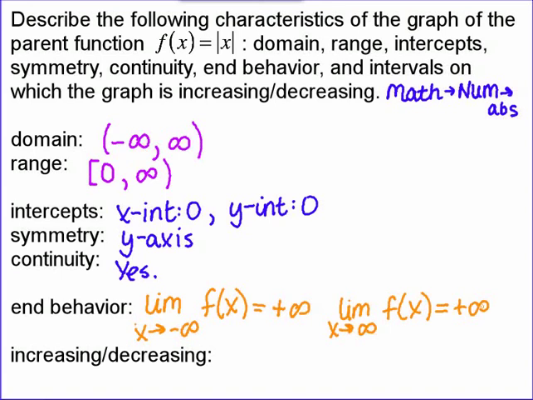And then last but not least, increasing or decreasing. What can you tell me about the graph? It's increasing and decreasing, so now we need to find the intervals for each. Let's start with increasing and decreasing. Which one does it start with? Negative infinity to 0 for what? For decreasing. Decreasing, good. What's increasing? 0 to infinity. Excellent job.